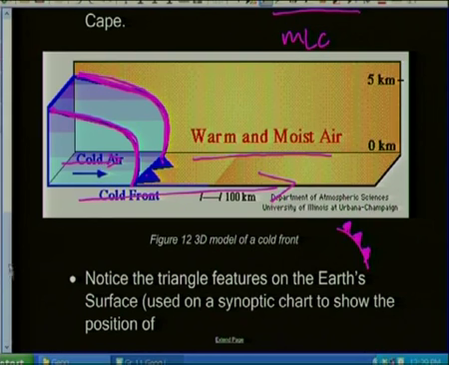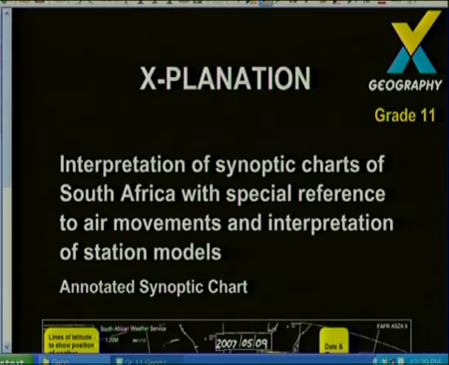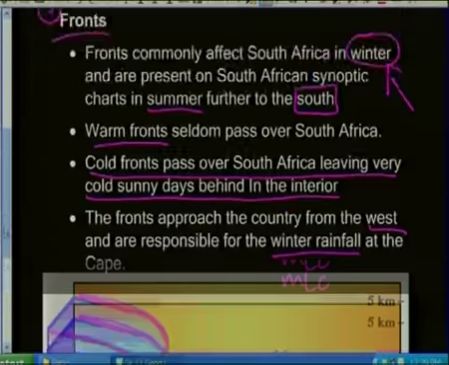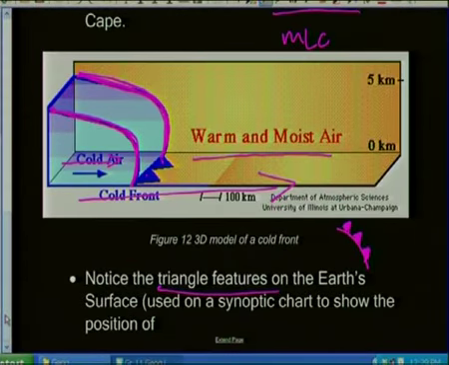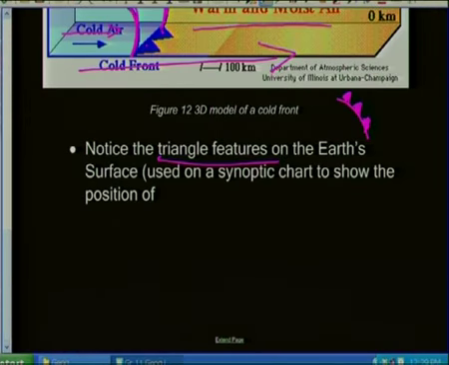All right, notice these triangle features on the Earth's surface that are used on your synoptic charts show the position of that cold front as it is blowing towards South Africa from the west as it moves with the westerly winds blowing towards the subcontinent of South Africa.